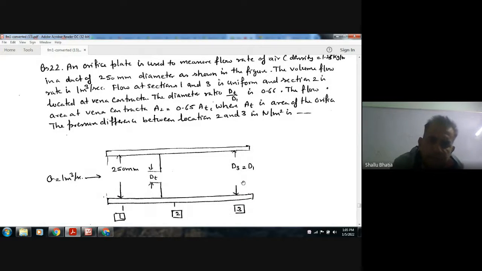An orifice plate is used to measure flow rate of air of density 1.25 kilogram per meter cube in a duct of 50 mm diameter as shown in the figure. The volume flow rate is 1 meter cube per second. Flow at section 1 and 3 is uniform and section 2 is located at vena contracta. The diameter ratio of dt by d1 is 0.66. The flow area at vena contracta A2 is equal to 0.65 AT, where AT is the area of the orifice. The pressure difference between location 2 and 3 in Newton per meter square is.